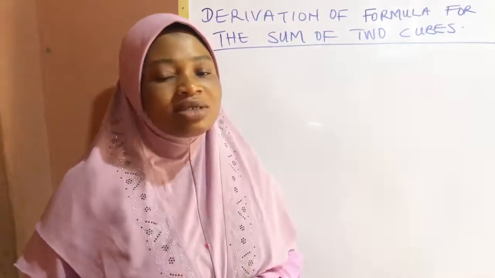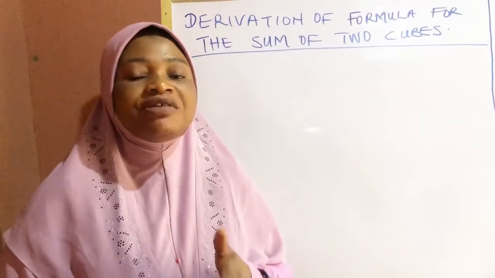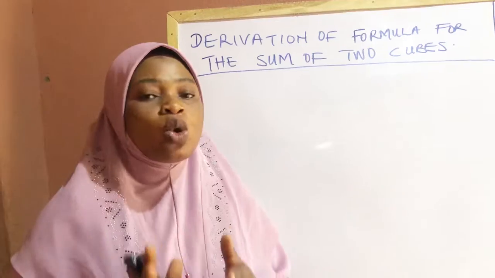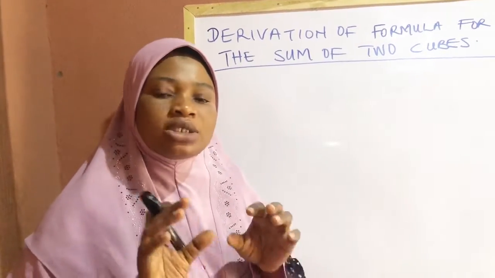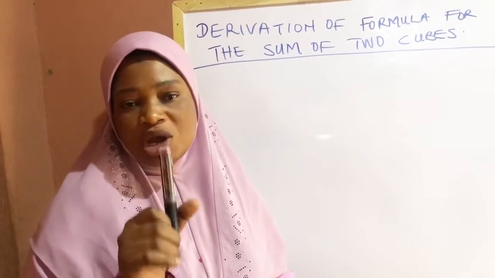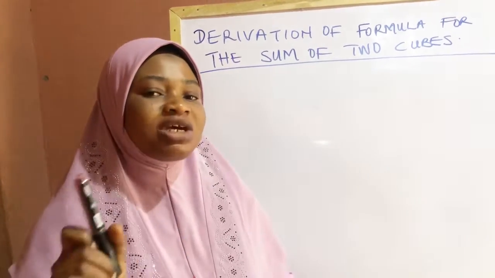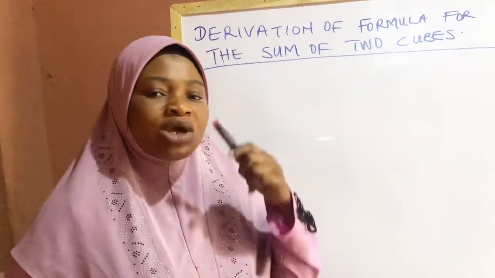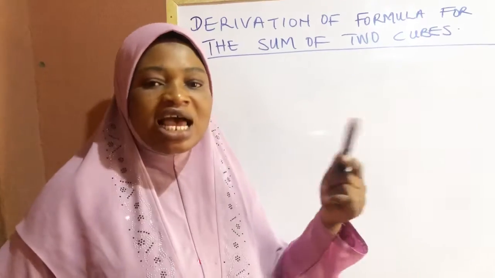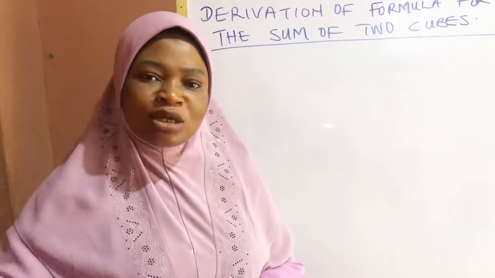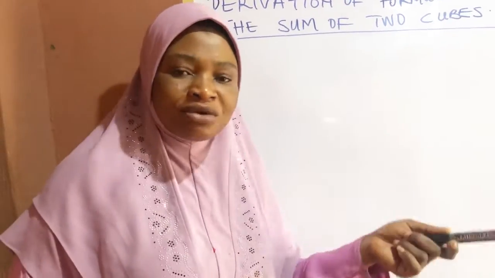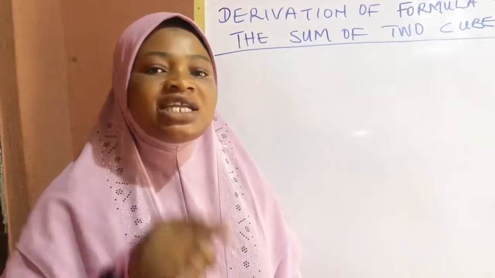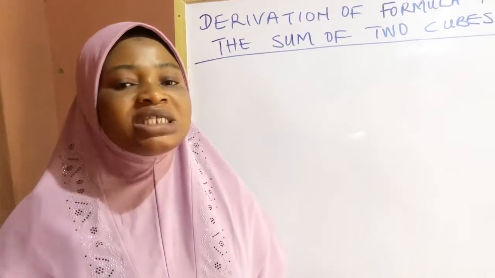Back to this channel. So in today's class, I want to derive the formula for the sum of two cubes. We usually use this sum of two cubes when you are doing roots of quadratic equation, when you are given the roots and you are asked to find the sum of roots, product of roots. So you may be asked to find alpha cubed plus beta cubed.